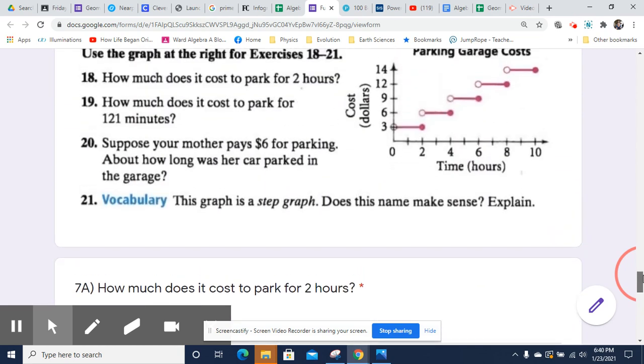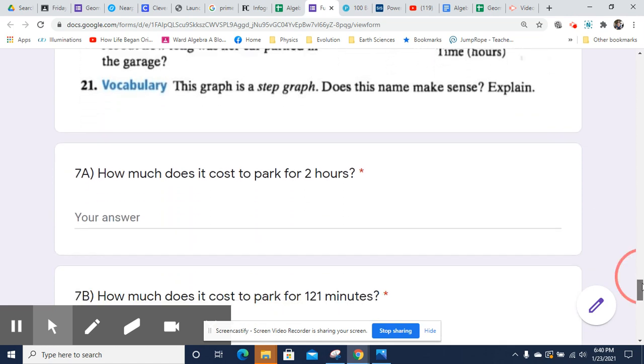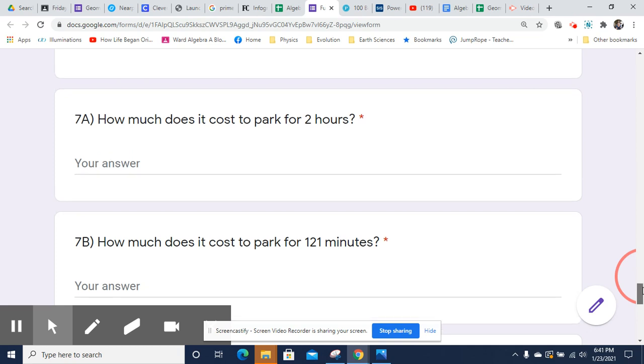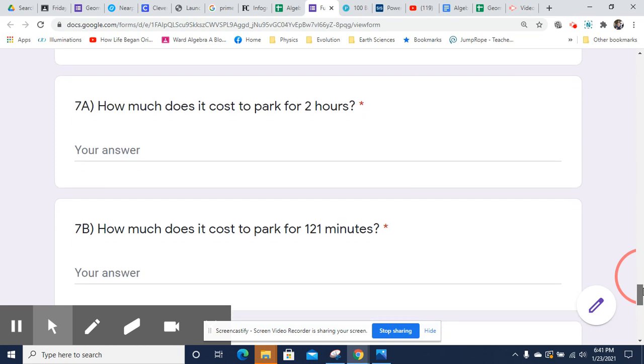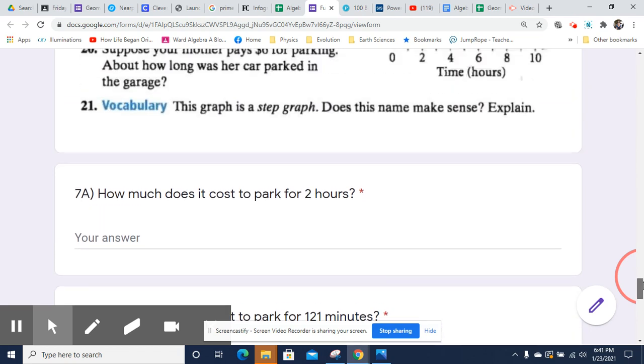So for 7A, pretty much everyone got that if a car parked for 2 hours, you paid $3. And if you look at this graph, you find 2 hours, you go up here, and you're in this solid red dot, and then you go over to the left and you see it's $3. But then when folks got to 7B, tons of people got thrown off. So you saw it's 121 minutes, that's 2 hours and 1 minute.